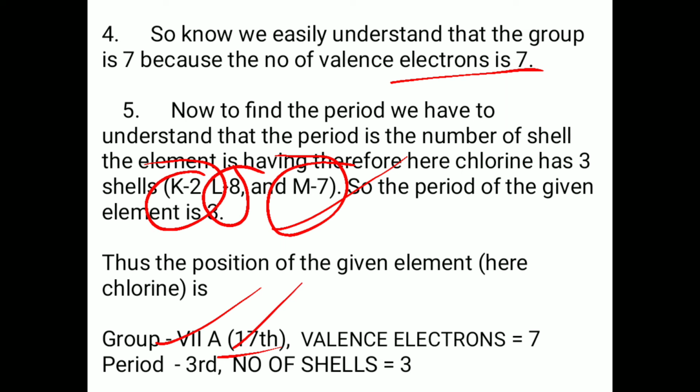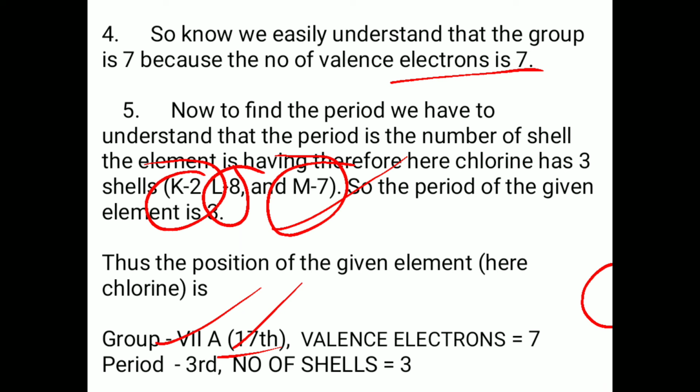If the element has 4 valence electrons, then it will be present in group 14 or 4A. Suppose in case of carbon, the carbon has atomic number 6, with configuration 2, 4, so the valence electrons are 4. So carbon will be present in group 14, or group 4A. We can determine the group by this method.